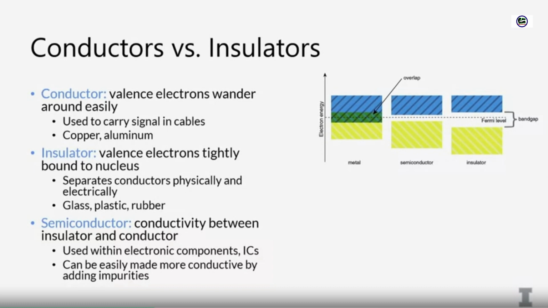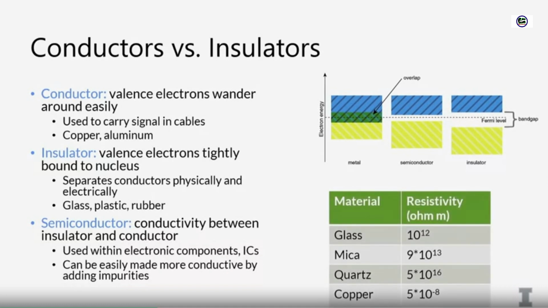To get a sense of how different these materials are, let me show you some real numbers. As you can see from this chart, glass is an insulator. Glass has a really high resistivity. You can push electrons in it, but you're going to need a lot of force to get them in there. Very high resistivity. Same for mica and quartz. Very high resistance to electricity. Something like copper is totally opposite. Very easy to slide electrons through it. So conductors and insulators are different.